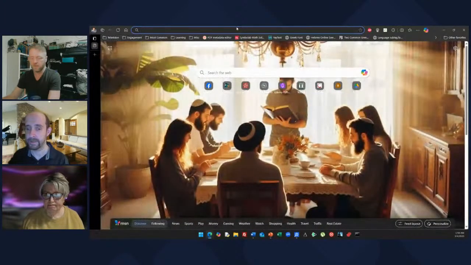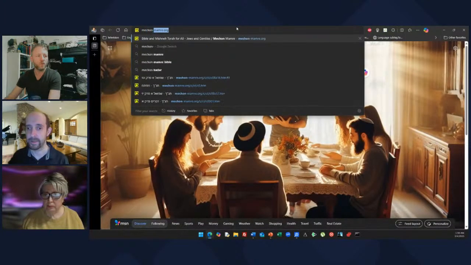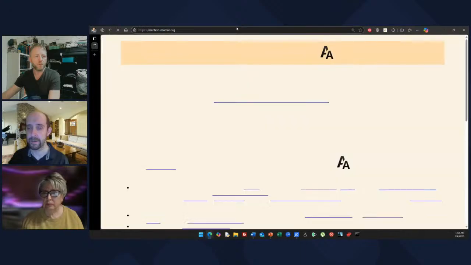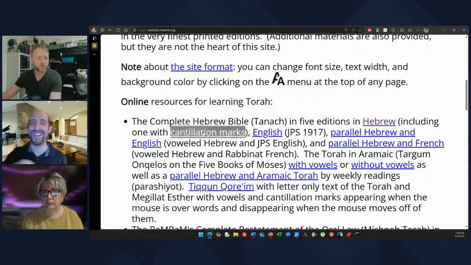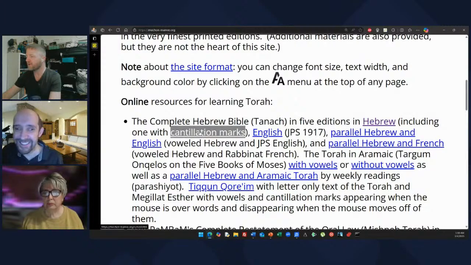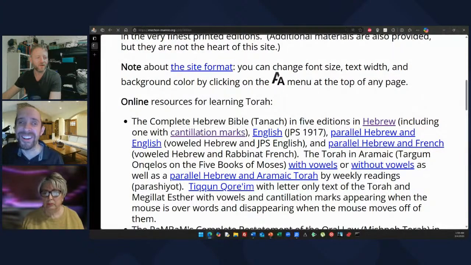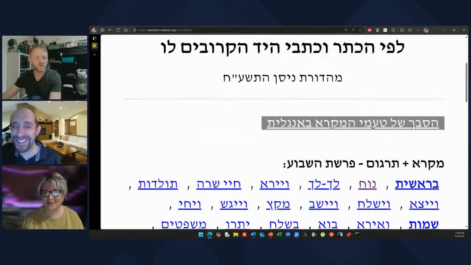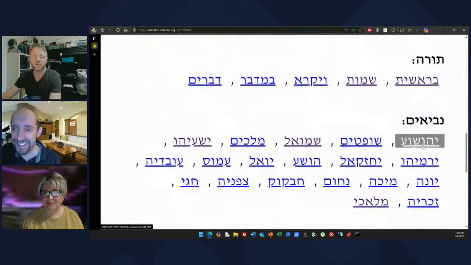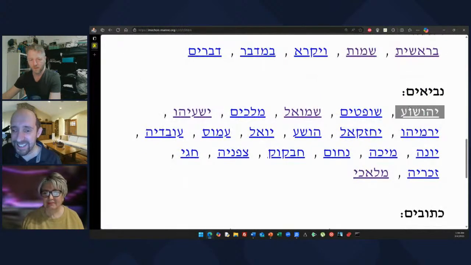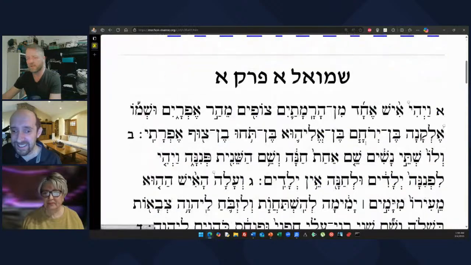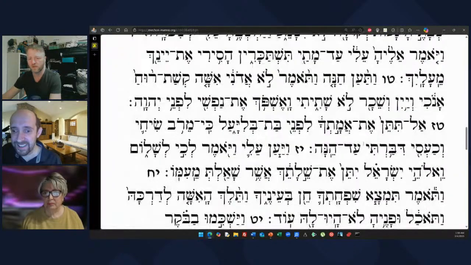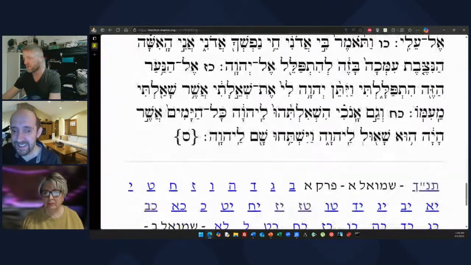I tend to read at Mechon Mamre, mechonmamre.org, and you just go down to the cantillation marks, and this is the Hebrew Bible. I know it's all in Hebrew, but this is what I access. Because it's plain text, it loads quickly. It doesn't have any frills or anything weird. It's just the text. So that's what I use.